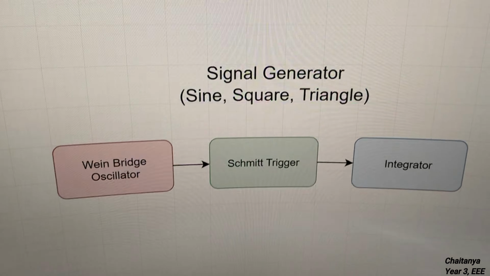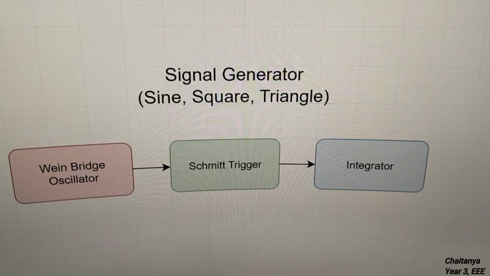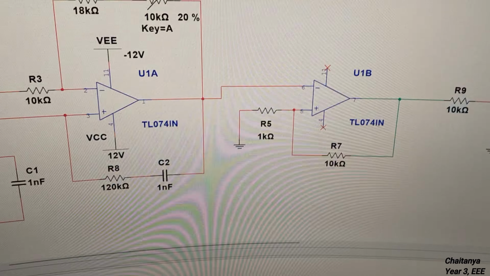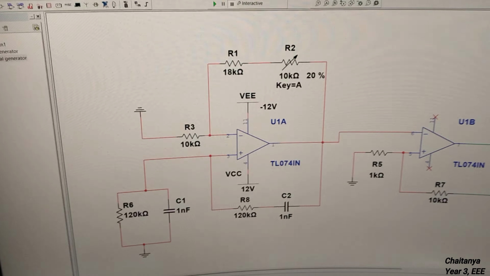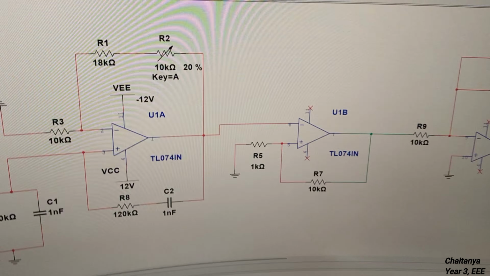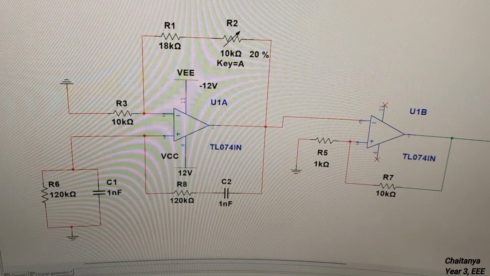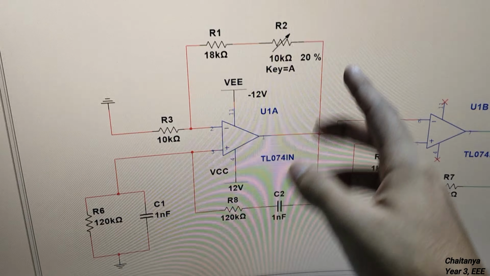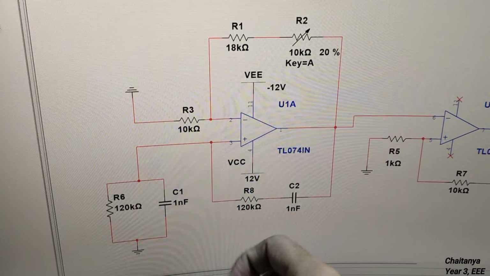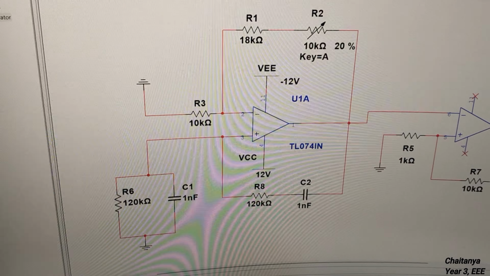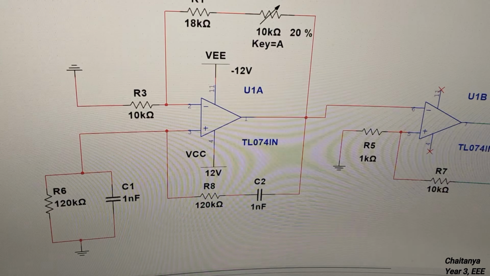Now that we know the block diagram, I'll show you the schematic in Multisim, which is a nice software where we can design our circuits and even simulate them if you want. First here, till here, we have the first stage. This is our Wien bridge oscillator, and the op amp which I'm going to be using here, let me show you.